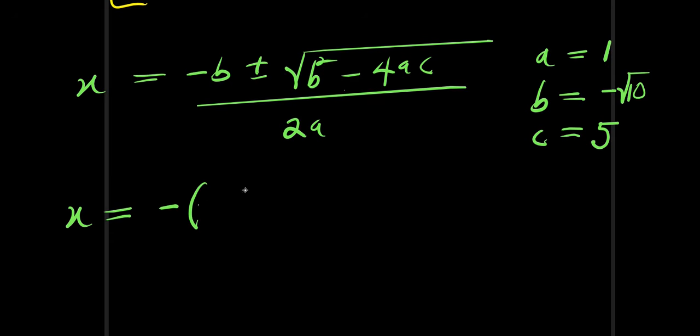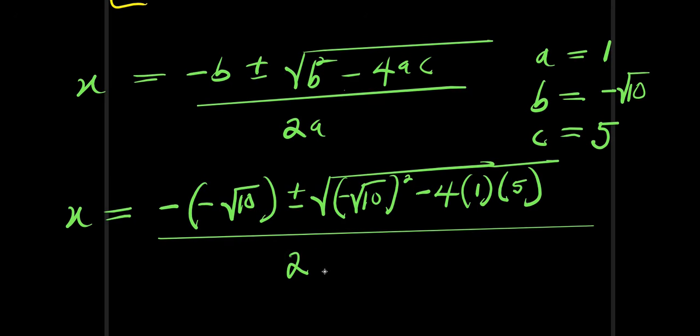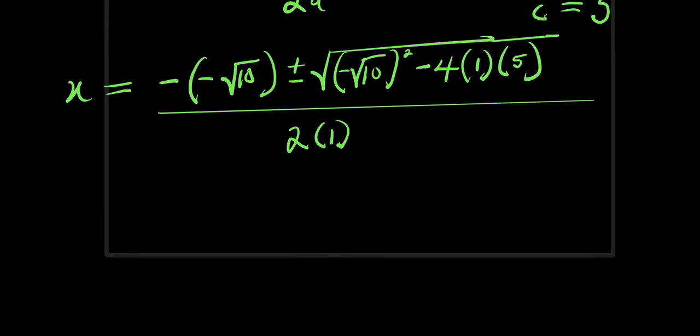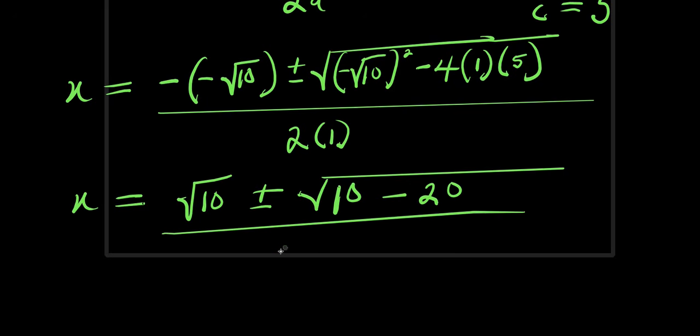X equals negative times negative root 10, plus or minus the square root of b squared, negative root 10 to the power of 2, minus 4 times a, that is 1, times c, that is 5, divided by 2 times a, that is 2 times 1. So from here, x equals square root of 10 plus or minus the square root of; negative raised to the power of 2 is positive, and the square root raised to the power of square will cancel out. So this is 10 minus 20, 4 times 1 is 4, 4 times 5 is 20, divided by 2.